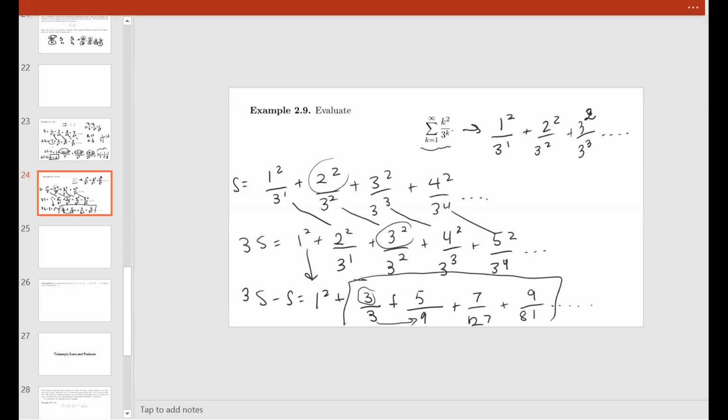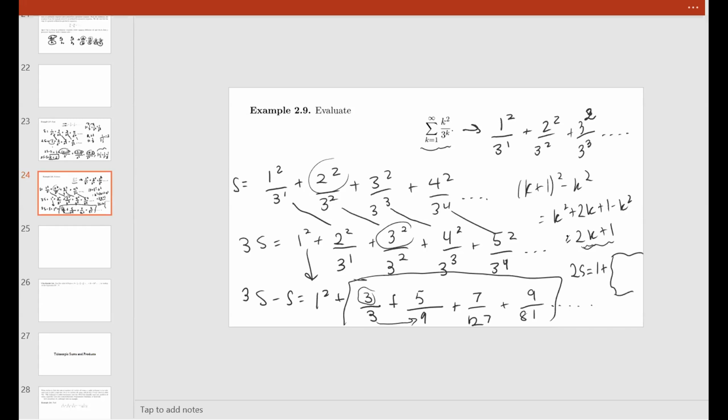The reason we get the sequence 3, 5, 7, 9 here is because basically we're taking k plus 1 squared minus k squared. So here we have 3 squared minus 2 squared, so our k is 2, and here we have 4 squared minus 3 squared, so our k is 3. We can expand this, k squared plus 2k plus 1 minus k squared, and this is 2k plus 1. So this gives us an arithmetic sequence with starting term 1 and a common difference 2. So we have 2s is equal to this 1 plus this arithmetical geometric sequence.